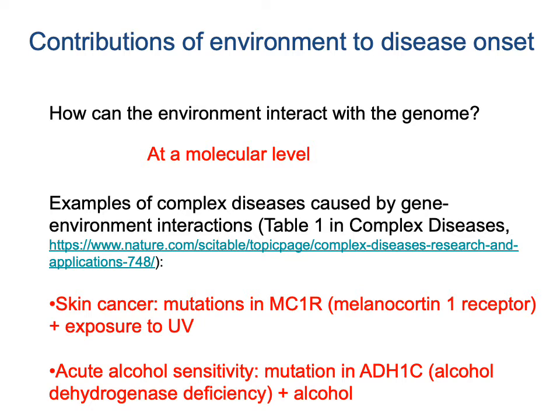Two examples are skin cancer, where individuals that have mutations in the MC1R gene, the melanocortin-1 receptor, are going to be at risk for developing skin cancer, and it's only upon exposure to UV that skin cancer actually occurs. Similarly, acute alcohol sensitivity: individuals with mutations in ADH1C, which is alcohol dehydrogenase deficiency, are going to be predisposed or at risk for this phenotype manifesting itself when they drink alcohol. Okay, so those are just 2 examples of how the environment can interact with the genome.